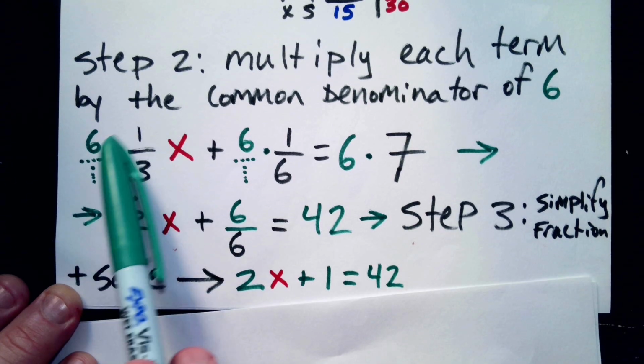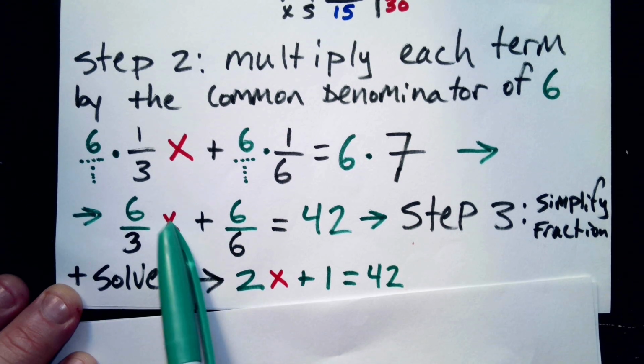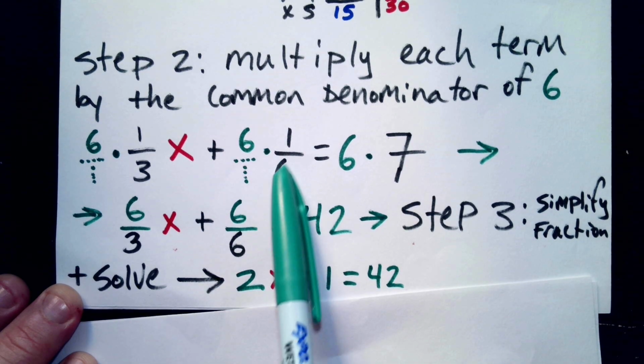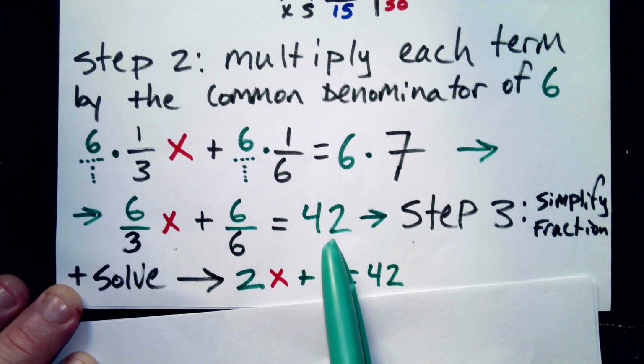Okay, 6 times 1 is 6. 1 times 3 is 3. And don't forget your x. I bring down the plus. 6 times 1 is 6, and 1 times 6 is 6. Equals, and 6 times 7 is 42.